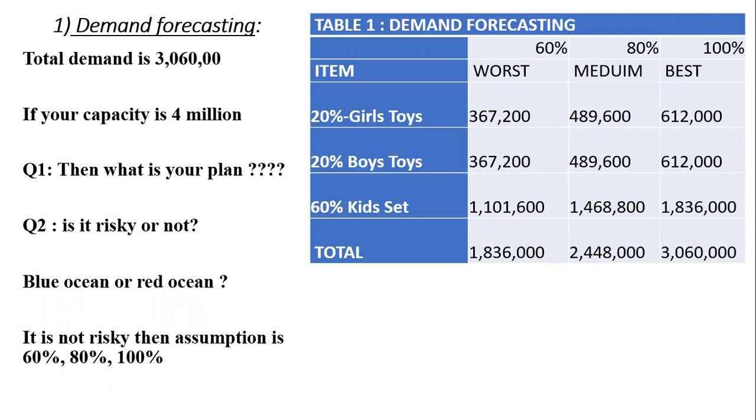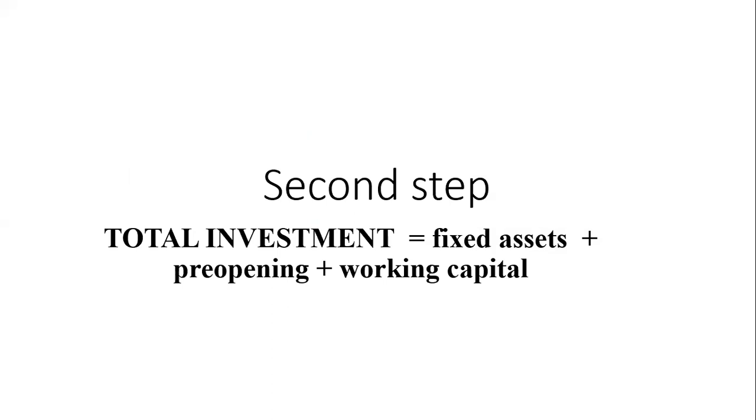So here, if it is a red ocean, then the assumption is 60, 80, 100. And if it is a blue ocean, it is 25%, 50%, and 100. It's very simple: we're going to use the 3 million and divide it by the 20% of girls, 20% of boys, 60% of kids. And the same here, if I want to find the demand for the worst case scenario, which is the 3,060,000 times what we have here, 60%, and then the 3 million times the 80%, then we have the whole demand for the customer.